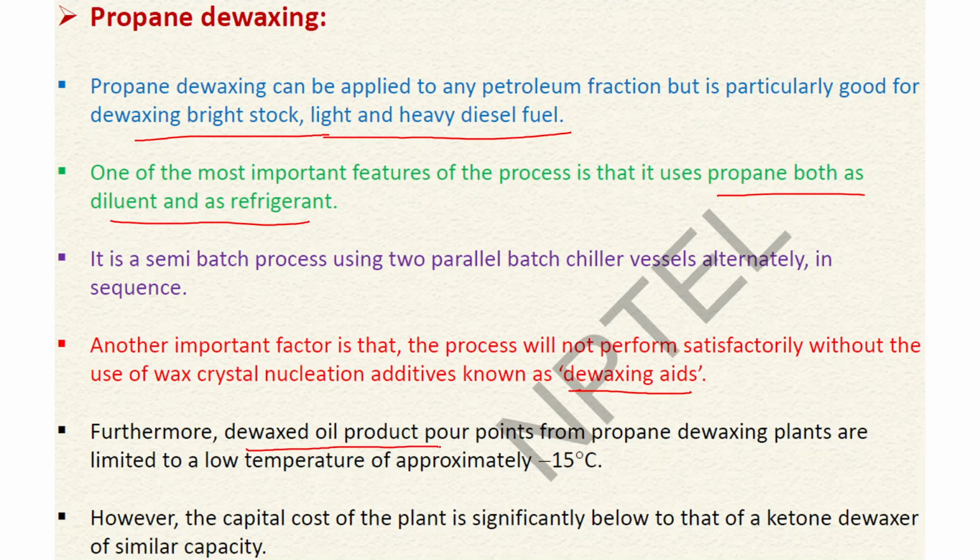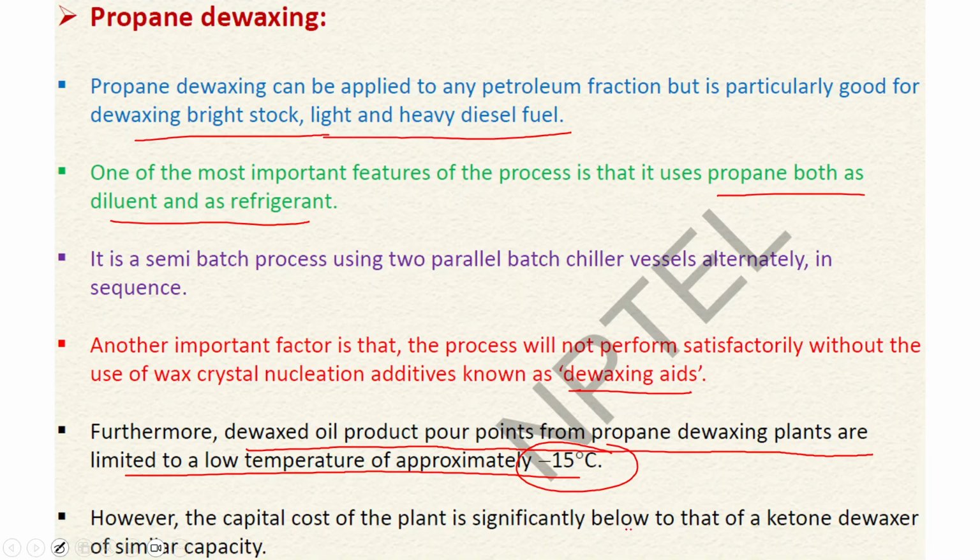Furthermore, the pour point of dewaxed oil product from propane dewaxing plants is limited to a lower temperature of minus 15. Meaning after the dewaxing of the oil by the propane dewaxing method, the oil that we get has a pour point of around minus 15, which is very good because the pour point needs to be very low to transport the oil from a hotter region to a colder region.